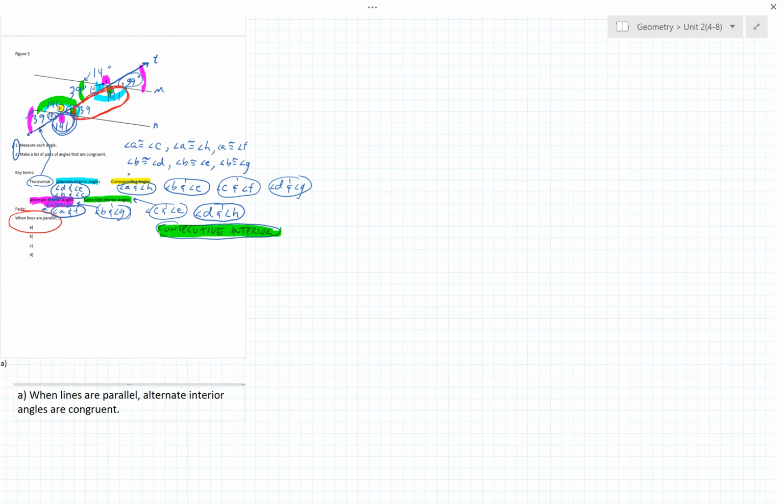So next we want to make a statement about corresponding angles. So again, let's clean up this diagram a little bit. Corresponding angles are angles such as A and H. So A and H, and those both turned out to be the same. We said those were both 141 degrees. So also corresponding angles appear to be congruent when lines are parallel. So we'll say statement B, when lines are parallel, corresponding angles are congruent.